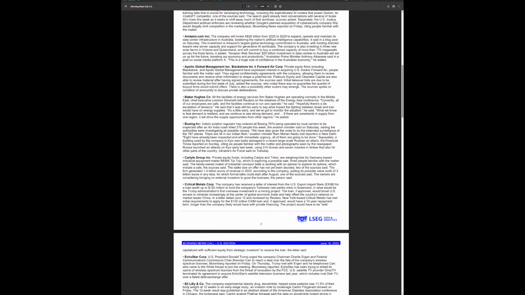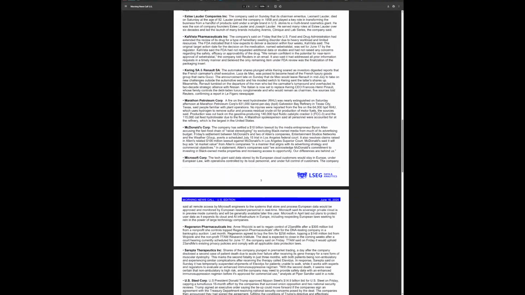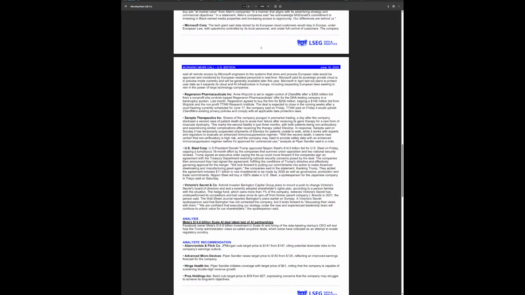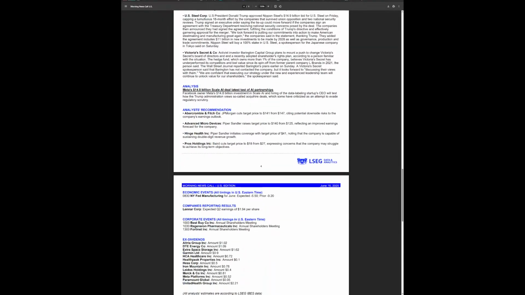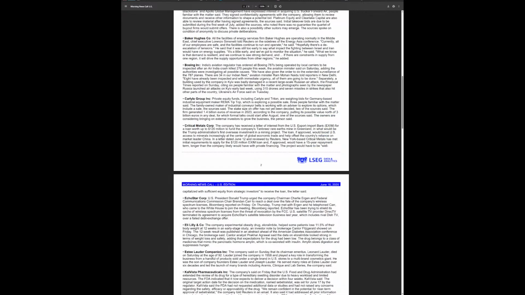I don't think there's too much I'm going to get into here. Nothing earth-shattering. You can see here AMD, Piper Sandler raised the target price to 140. That's about all. There's nothing much in the juice either.